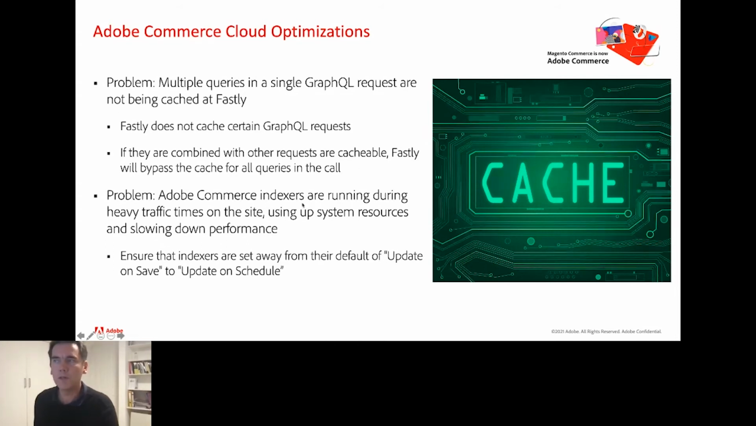Problem: Adobe Commerce indexes are running during heavy traffic times on the site, which is using up system resources and slowing down performance. By default, indexes in Adobe Commerce Cloud are set to update on save. This wouldn't be an issue for a low traffic site which is not regularly updated, but for a site with heavy load and many updates, this setting would cause issues with site response times. For sites expecting heavy load, all indexes should be set to update on schedule. This setting performs targeted updates to only updated indexes in the background with the use of cron jobs and will not impact the Adobe Commerce response times or site performance.